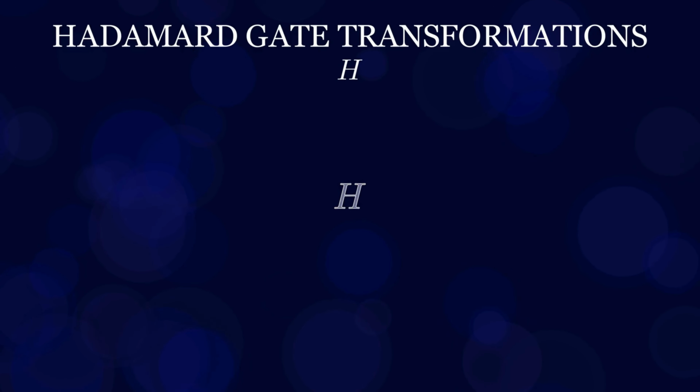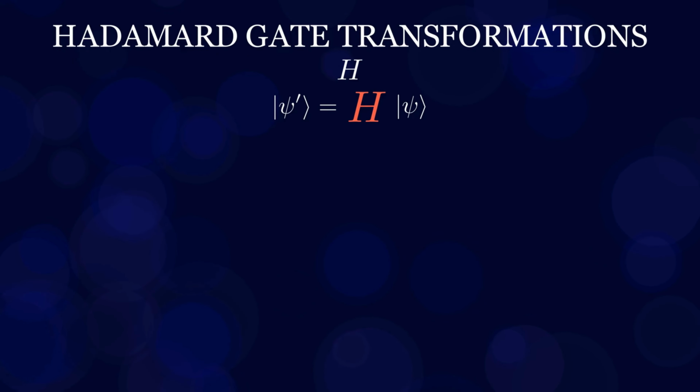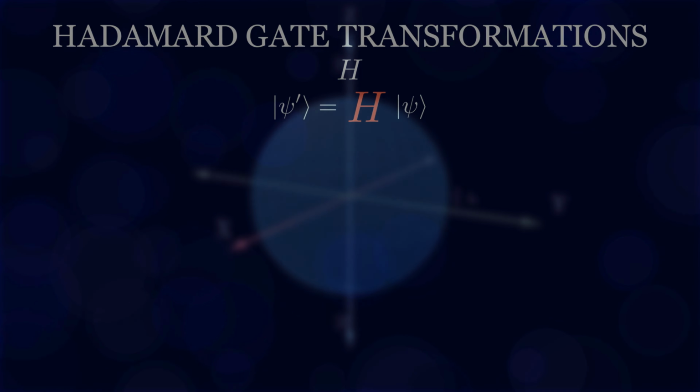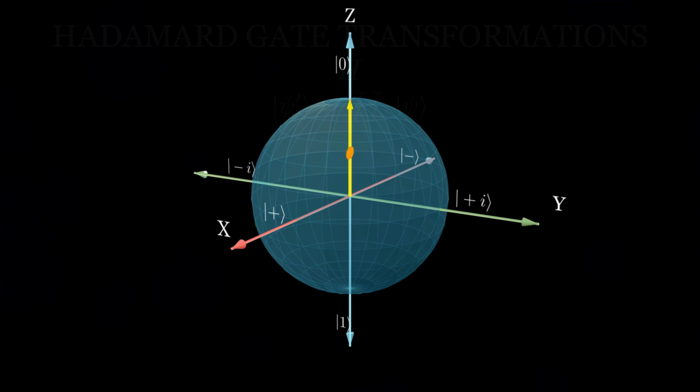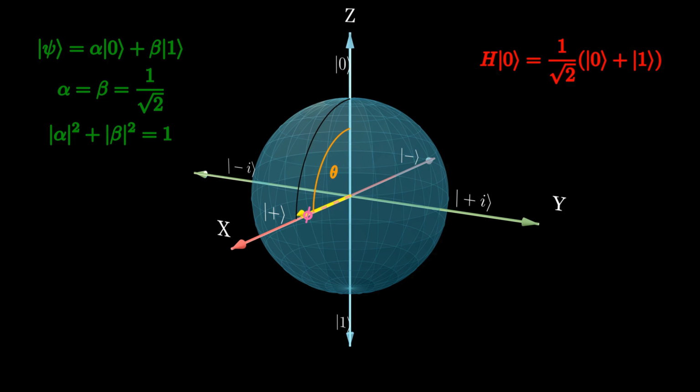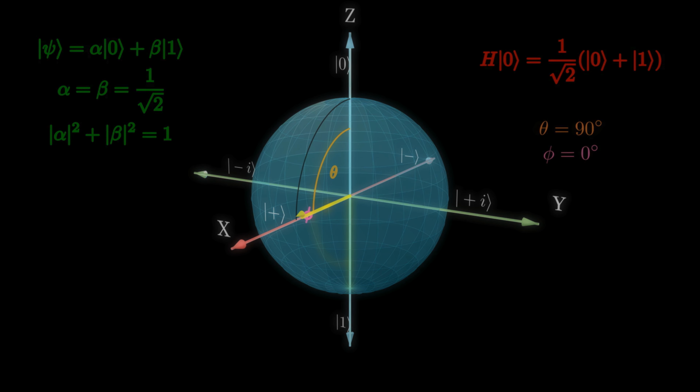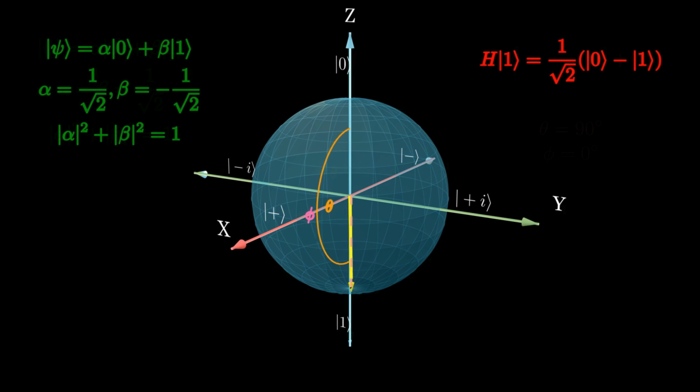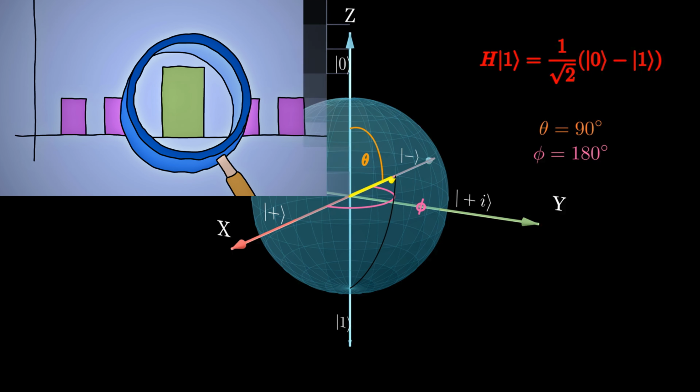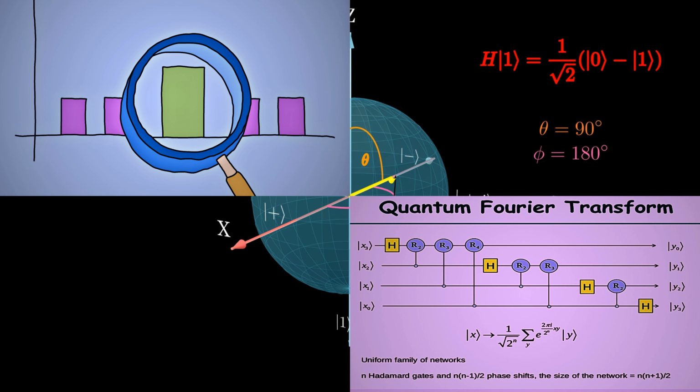Mathematically, the Hadamard gate is represented by the matrix H. Geometrically, this matrix operation rotates the state vector from the z-axis to the x-axis on the Bloch sphere by 90 degrees, or by pi by 2 radians, in the counterclockwise direction. Hadamard gates are crucial for initializing qubits into superposition for exploration in many quantum algorithms like Grover's search or quantum Fourier transforms. Without this, quantum computers cannot fully leverage superposition to process multiple possibilities simultaneously.